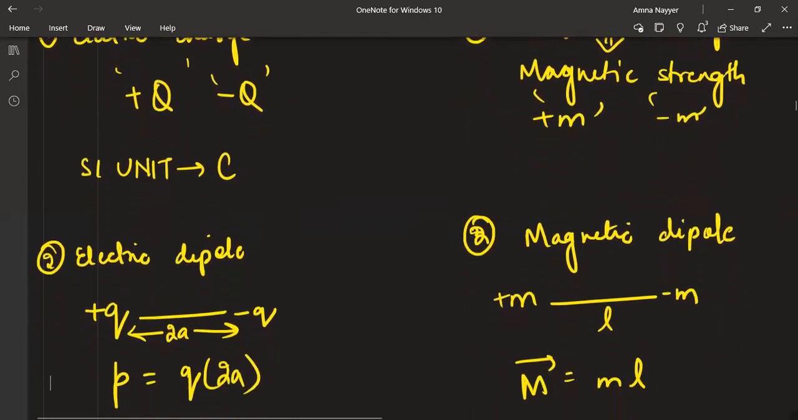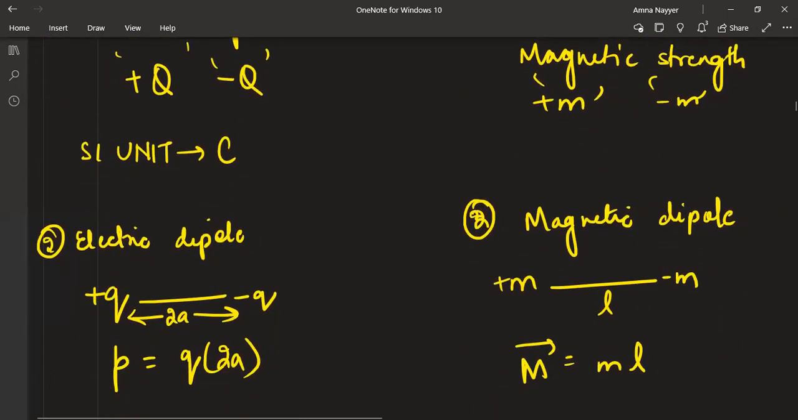Then you have the dipole. For a dipole, positive and negative charges are present with a small separation. So the electric dipole moment is given by the product of the magnitude of either charge and its separation. And second is the magnetic dipole. Magnetic dipole means plus M and minus M magnetic charges will be there. In a dipole you have the same magnitude but opposite direction with a small separation. So here this will also be a small separation.